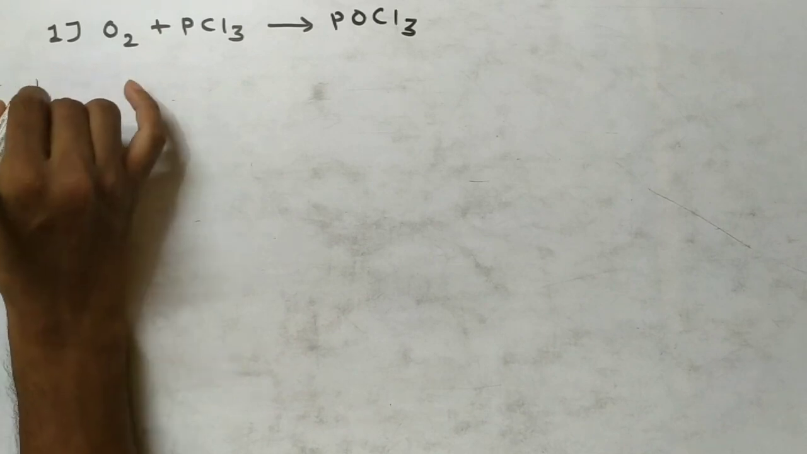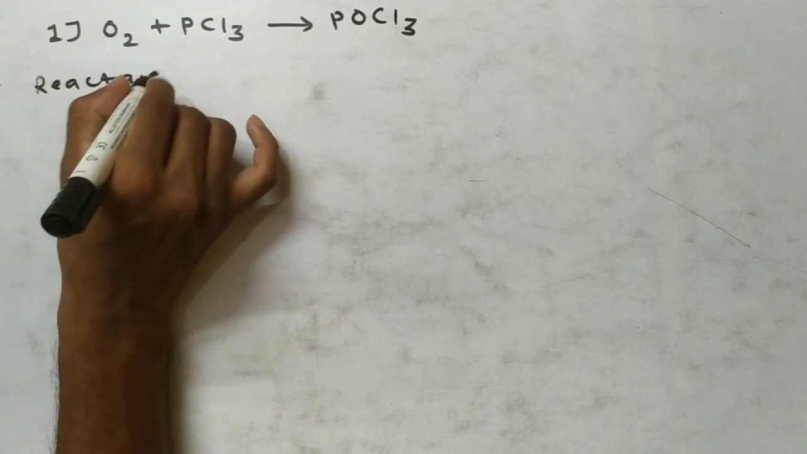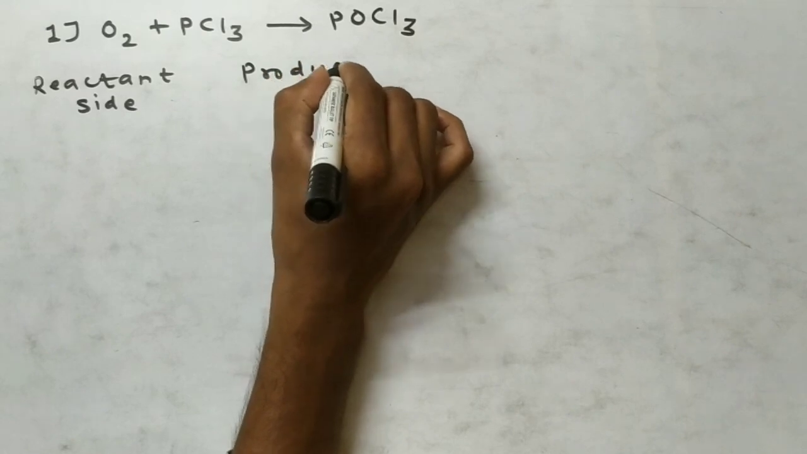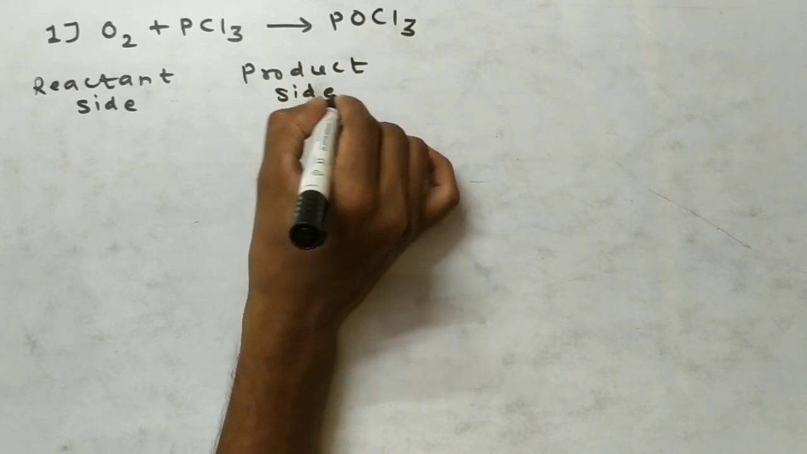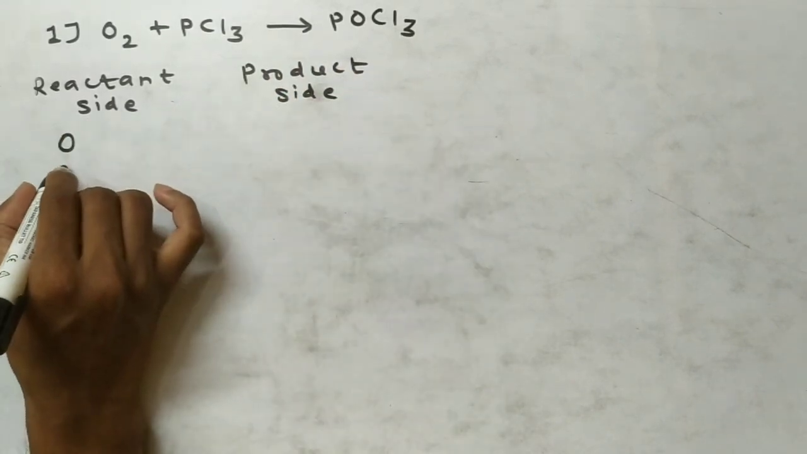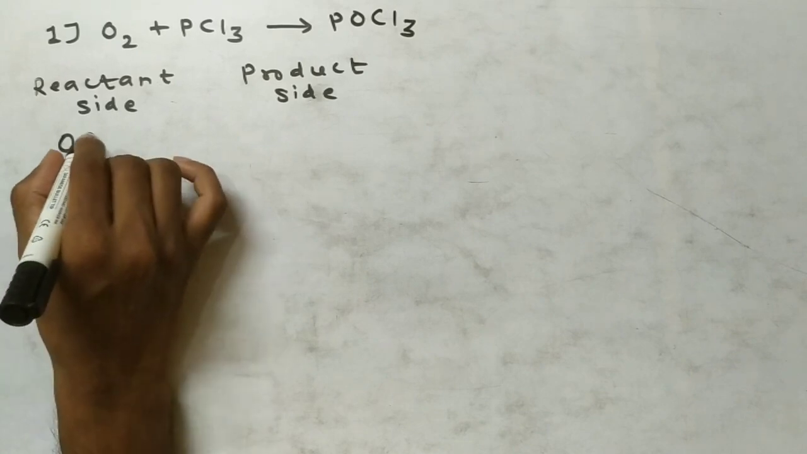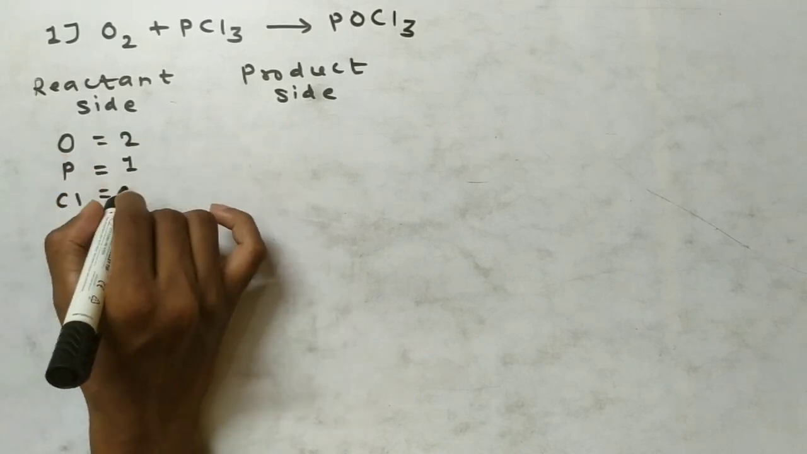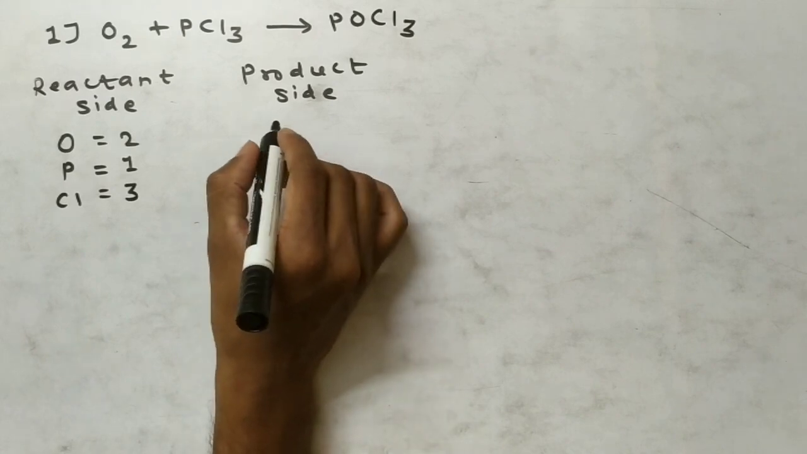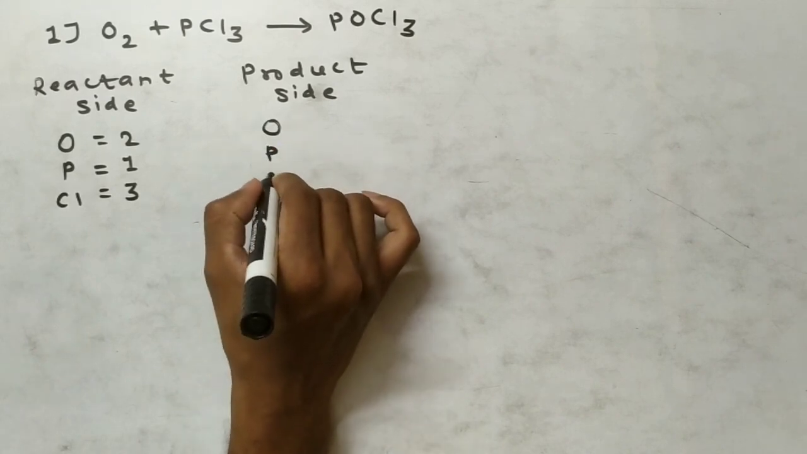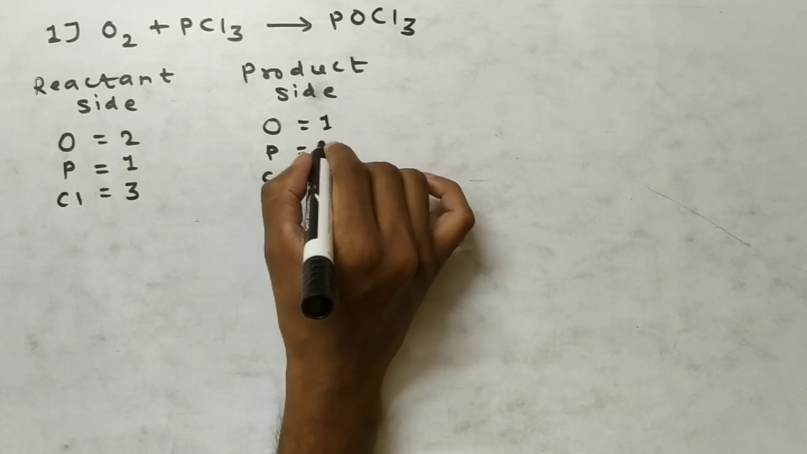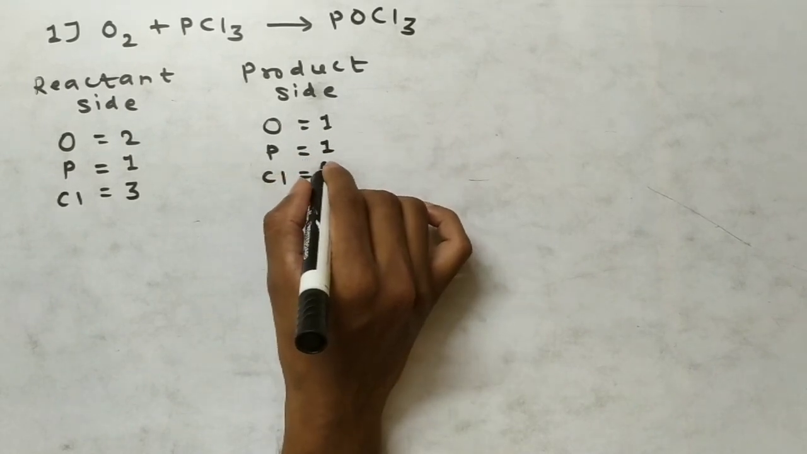Reactant side and product side. So here we can see oxygen, phosphorus and chlorine. So how many oxygens are there? 2. How many phosphorus atoms are there? 1. And the number of chlorine atoms is 3. Now on the product side, oxygen, phosphorus, chlorine. The number of oxygens is 1, phosphorus atoms 1 and chlorine 3.